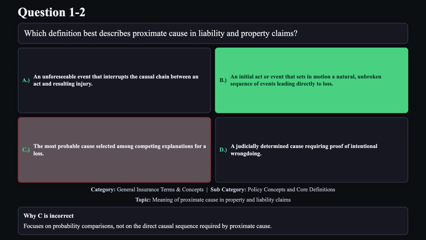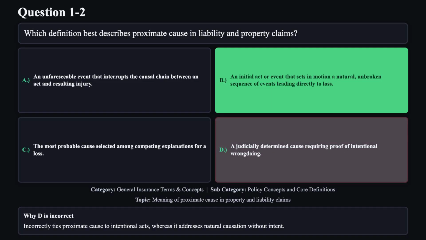Reason C is not correct. Focuses on probability comparisons, not on the direct causal sequence required by proximate cause. Reason D is not correct. Incorrectly ties proximate cause to intentional acts, whereas it addresses natural causation without intent.